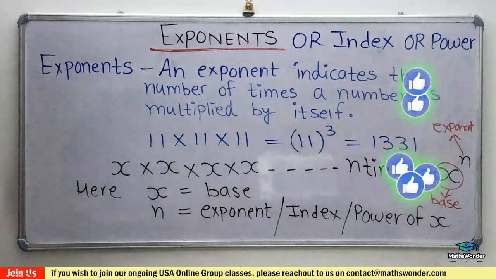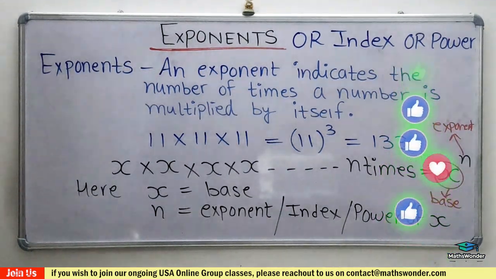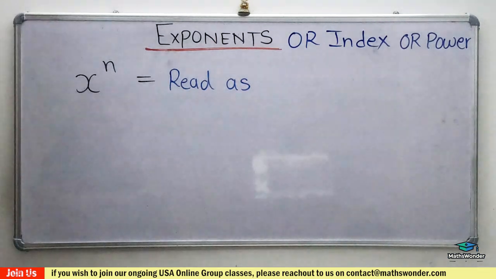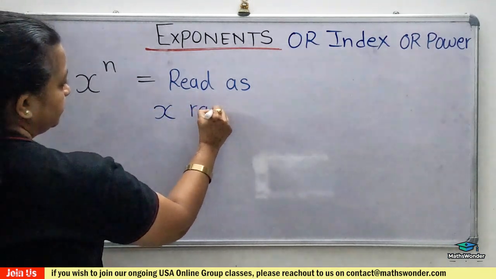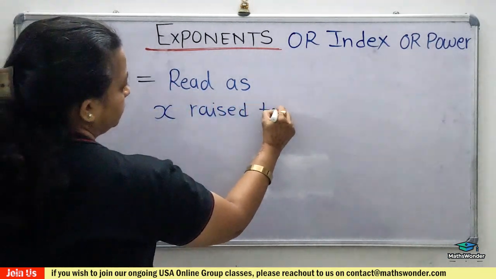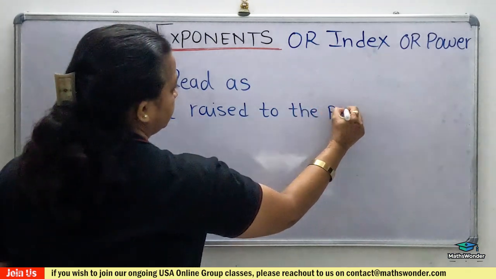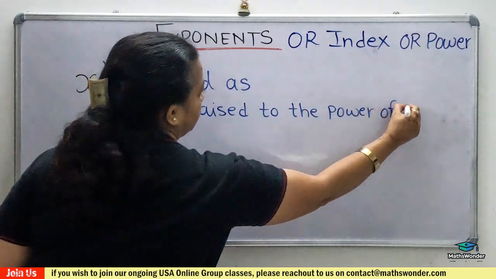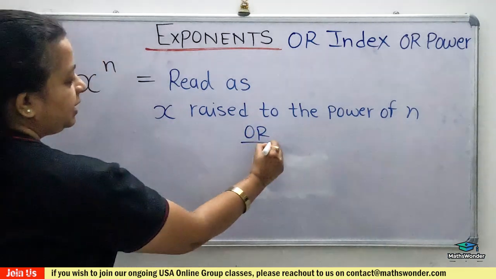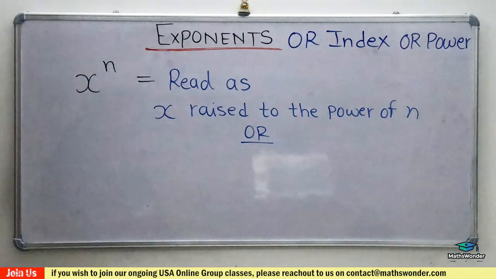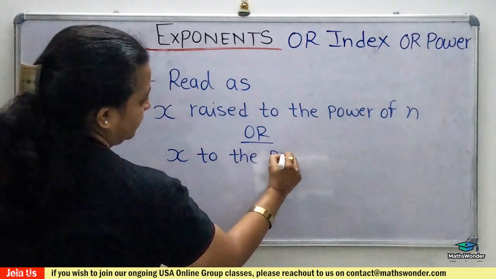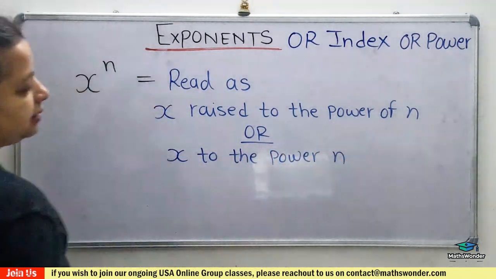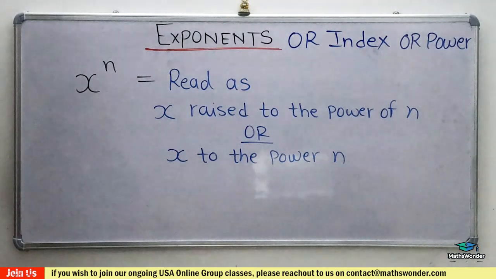Now come to the next part: how will you read it? So x raised to the power n, how will you read it? There are 3 variations. x raised to the power of n, or you can read x to the power n, or you can read x power n.